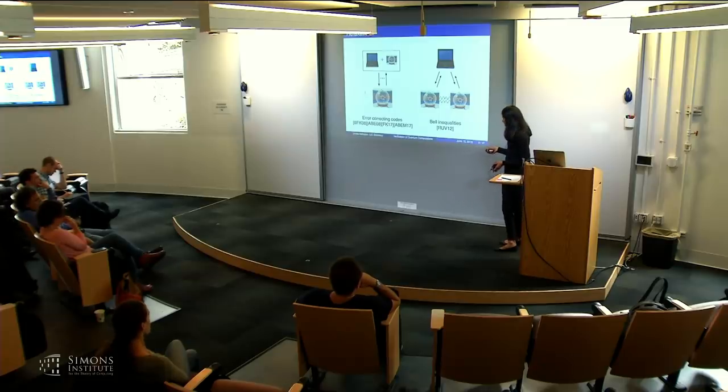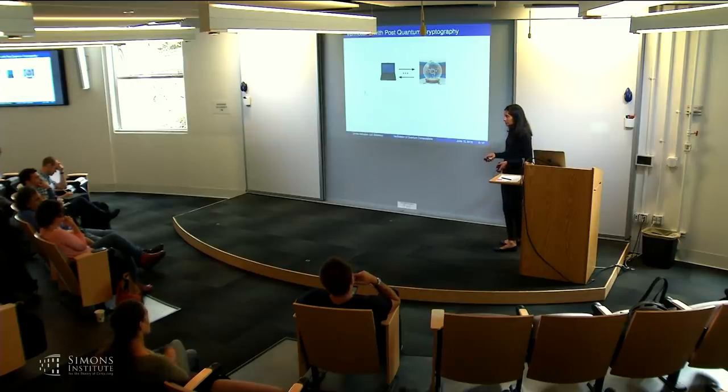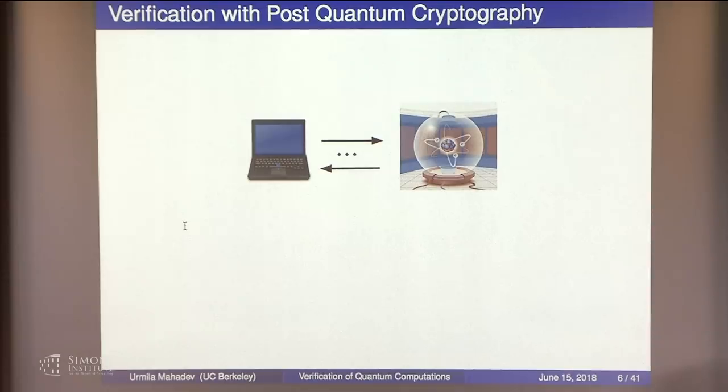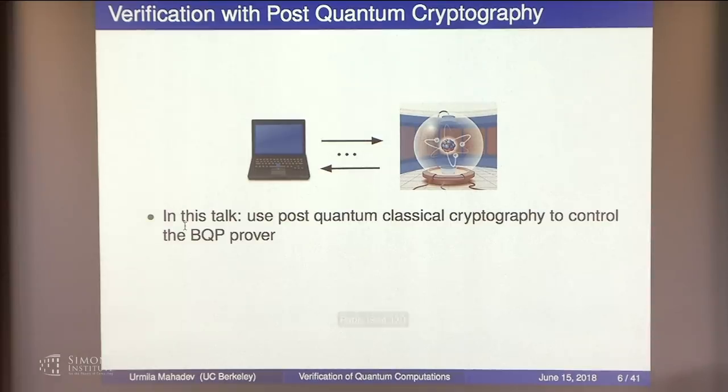In this talk, I'll go back to the setting where you have a classical computer and a quantum prover. And here, I'll use post-quantum classical cryptography to allow the verifier to control the behavior of the BQP prover. So the verifier will use the fact that the BQP prover cannot break this quantum secure cryptography in order to force him to perform a computation.